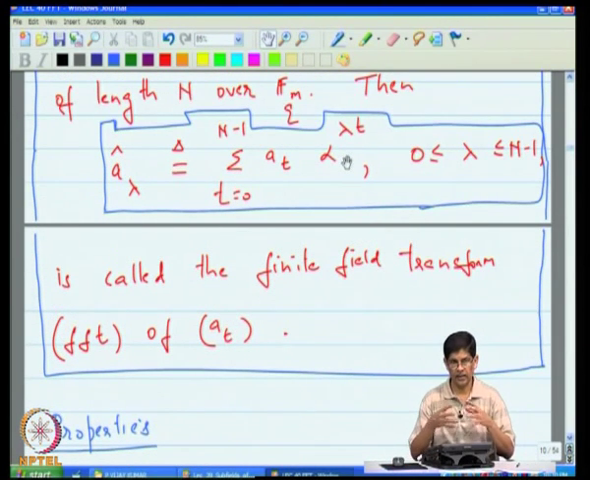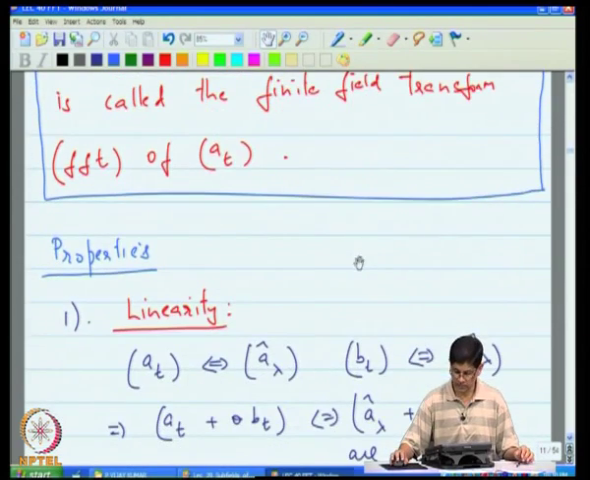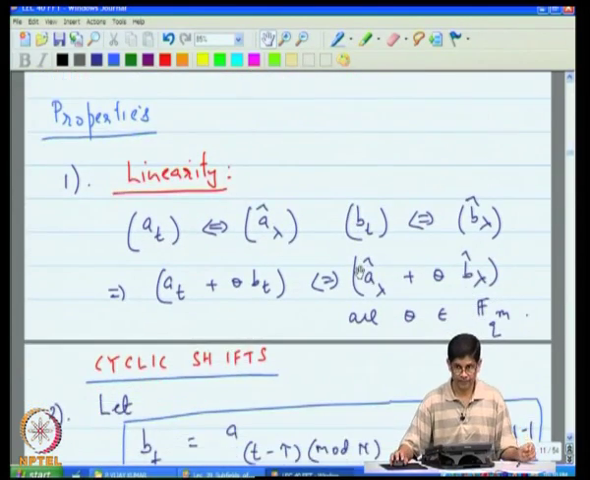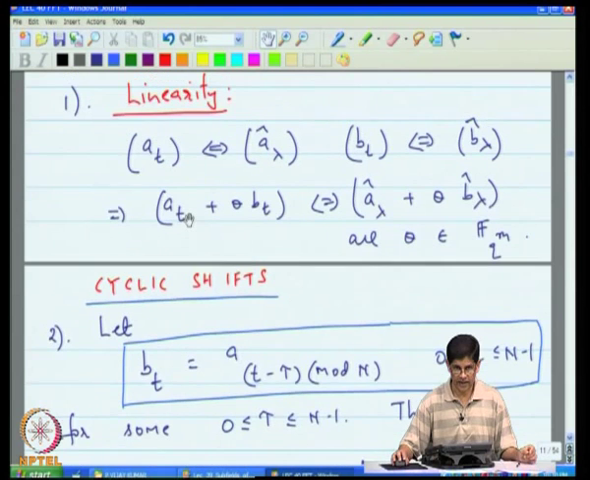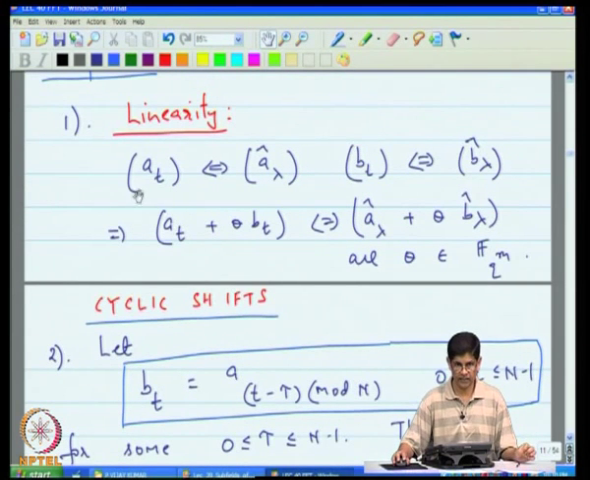Analogous to the way you develop properties of the discrete Fourier transform or the Fourier transform or the Laplace transform or the Z transform, let us look at some properties that this transform enjoys. The first property is that of linearity. What do we mean by that? We mean that if you take the vector a_t and it has transform A hat, and if b_t has transform B hat of lambda, then if you take a_t plus theta times b_t, what is theta?